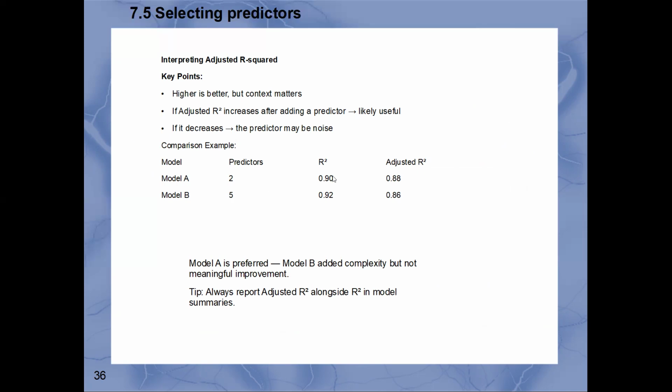So if we look at R squared, it of course got better when we added more predictors. That'll always happen, but not by much. But the adjusted R squared value actually decreased. So it looks like model A is preferable because model B added complexity, but it really didn't help you at all. So always report the adjusted R squared along with R squared in model summaries.